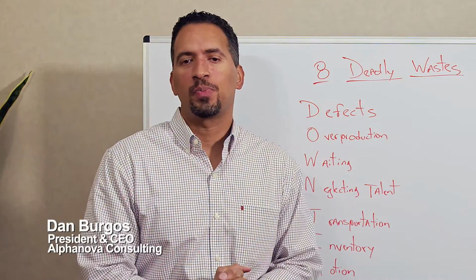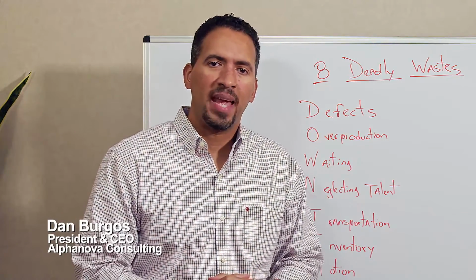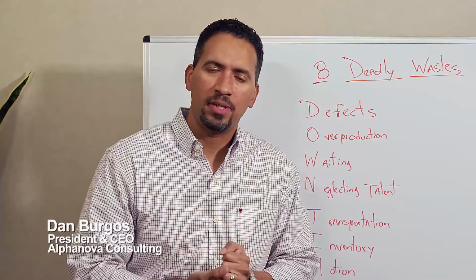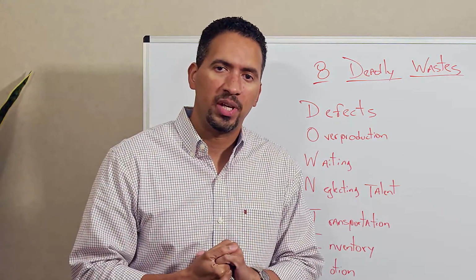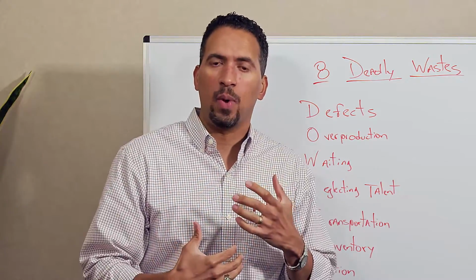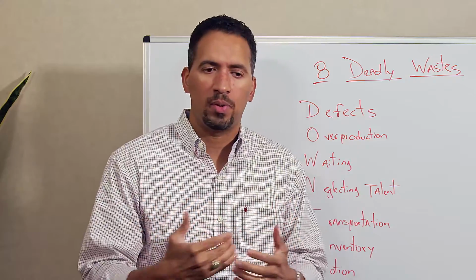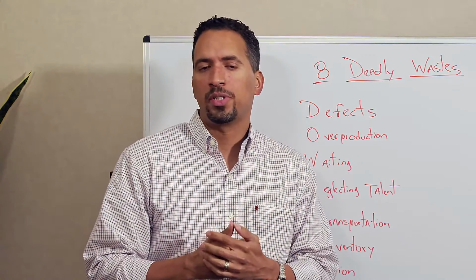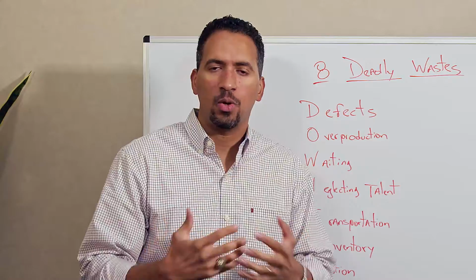Hi, I'm Dan Burgos, President and CEO of Alpha Nova Consulting, and I want to answer a question that I often get asked by manufacturing leaders, and that is, how do we get more efficient? How do we find those things that get in the way of us being more efficient and profitable so that we can deliver our orders sooner and have fewer defects, all those kinds of things.